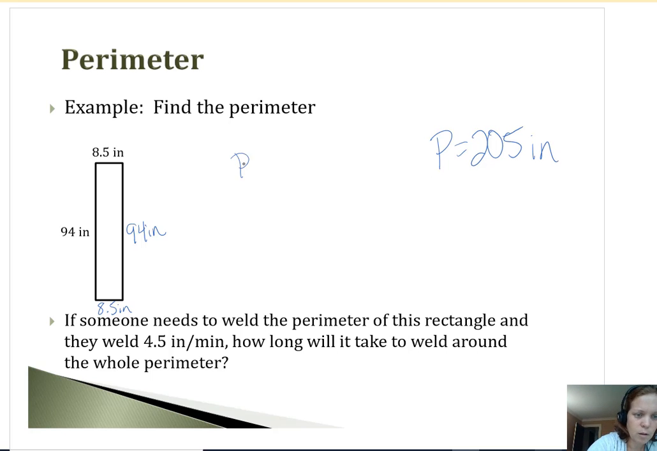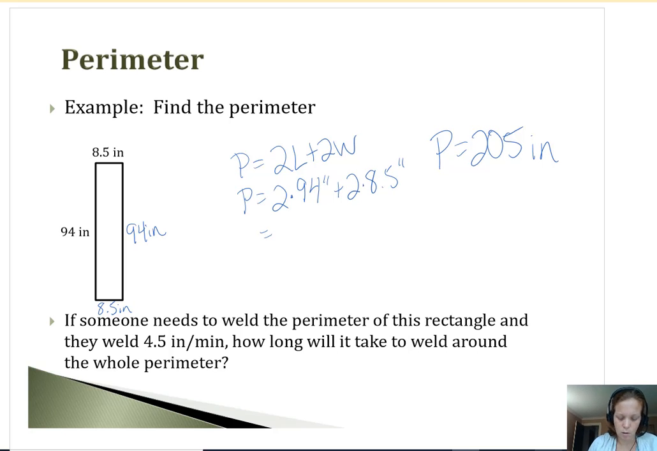Now, using the formula on your formula sheet says 2L plus 2W. So let's also do it this way for this one. So we'd be doing 2 times, let's say 94 is the length, 2 times 94 inches plus 2 times 8.5 inches. Okay, so you could do this all in one step in your calculator or do it one at a time. If you do it one step at a time, I'd have 188 and 17, which again, 205 inches.